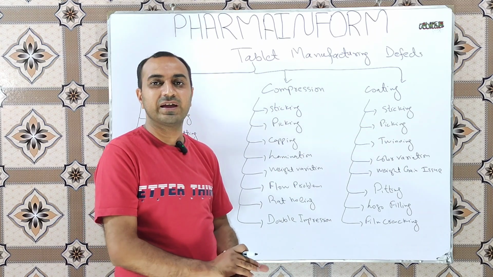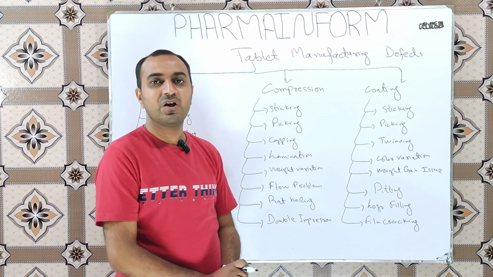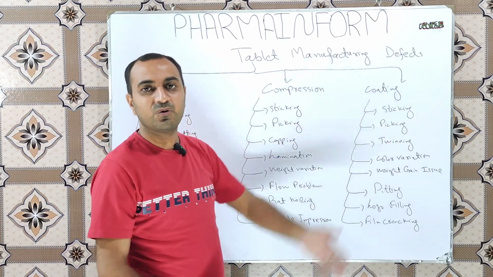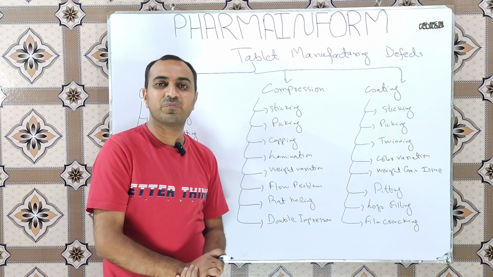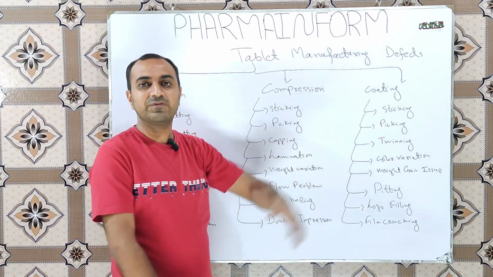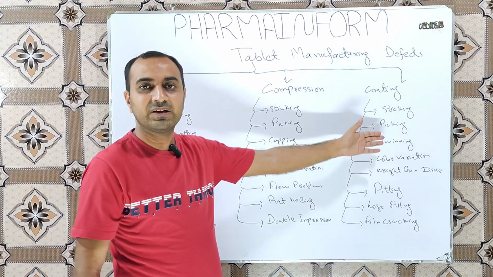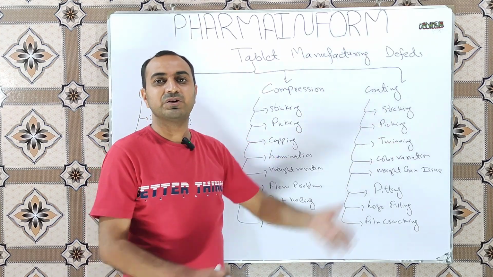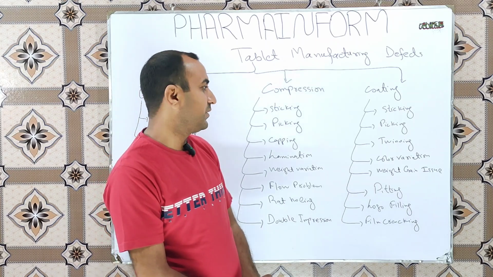The reasons of sticking and picking are the same. These are due to the low inlet air temperature or low tablet bed temperature, or due to the high spray rate. So always adjust the parameters according to requirement. Meaning, if sticking and picking is observed, try to reduce the spray rate or increase the temperature, or also adjust the distance between the spray guns and the tablet bed.